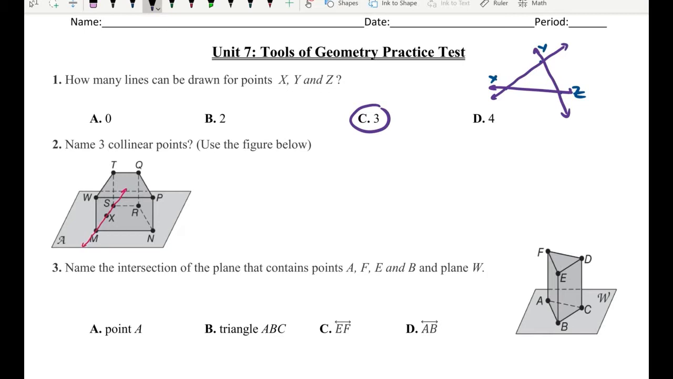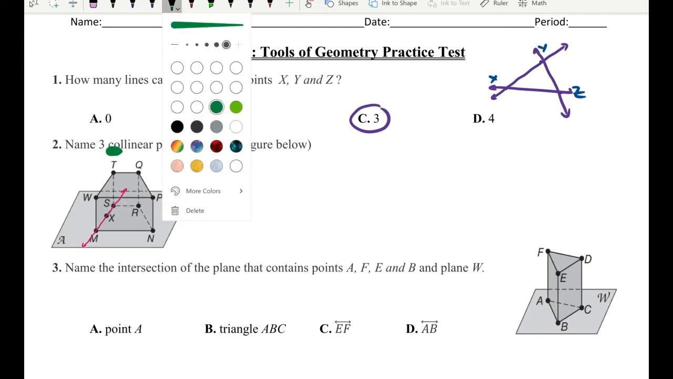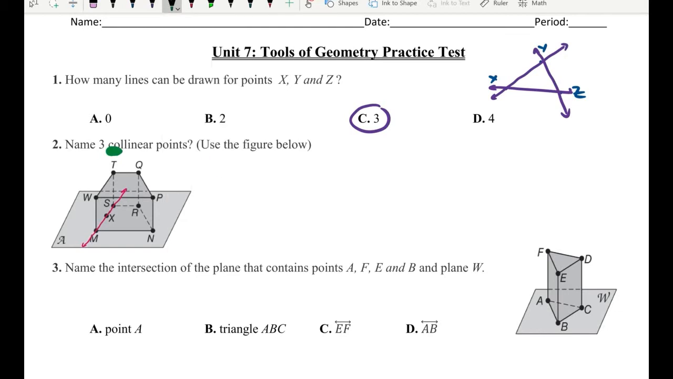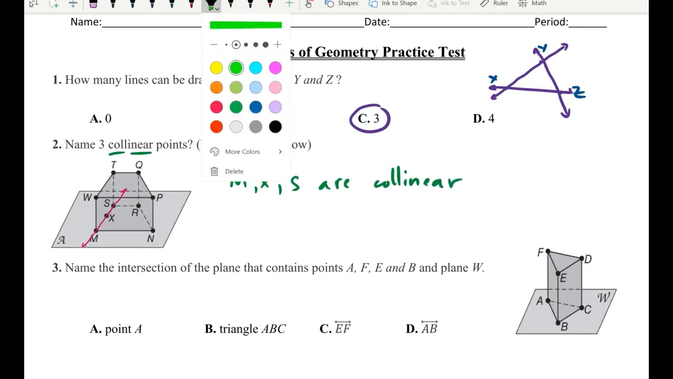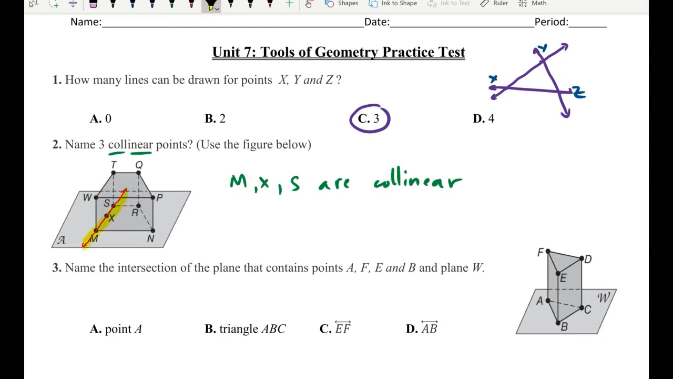Number 2, name collinear points. Collinear would mean together. Linear means line, so together on the same line. So 3 points are together on the same line. We have points M, X, and S. M, X, and S are collinear. I want to make sure you see which one I'm looking at. M, X, and S.